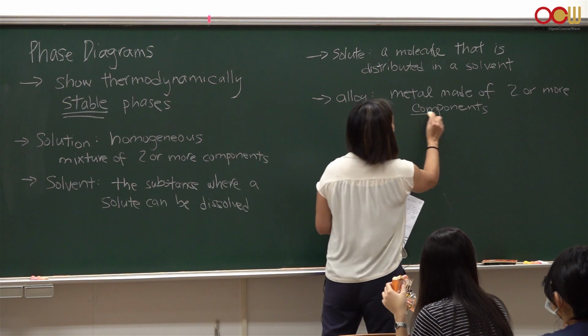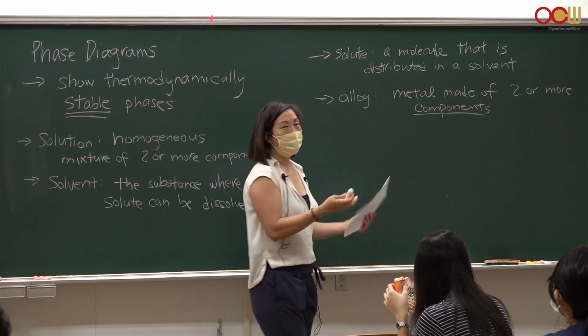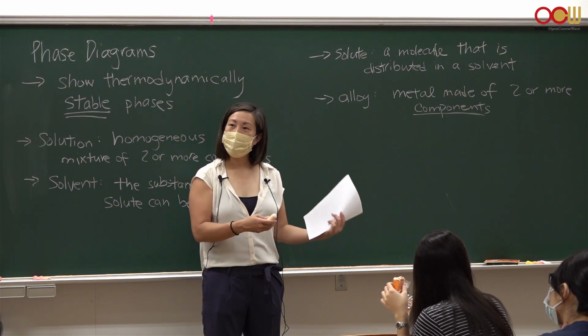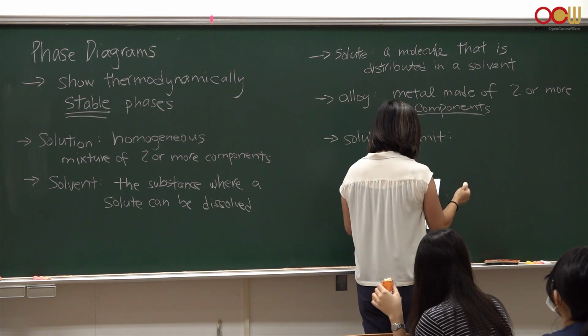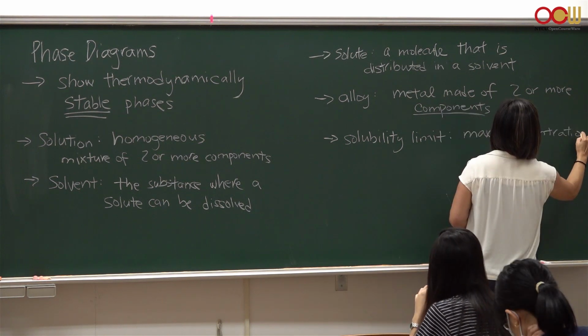And components are just the parts of a solution. So in a salt water solution, the 2 components are salt and water. In a steel, the components are carbon and iron. So solubility limit is the maximum concentration.